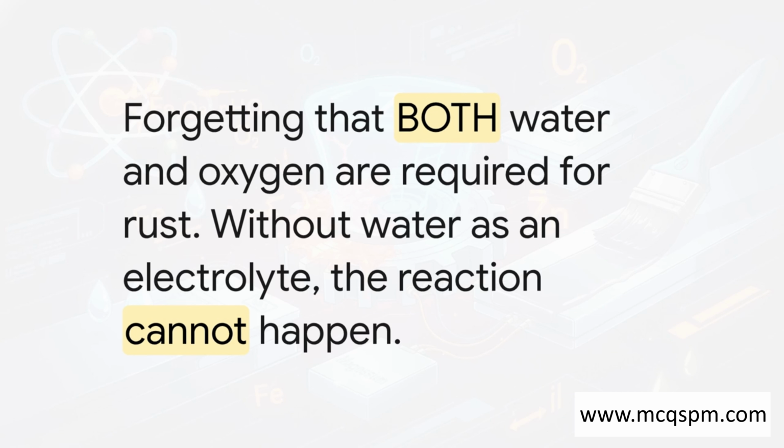And here it is. The classic exam trap. So many students fall for this one. You could have a pure iron piece in a room packed with oxygen and it still won't rust. Why? Because you're missing that third crucial ingredient, water. Without water to act as an electrolyte, those ions can't move around and the whole redox reaction just stops. You must have both oxygen and water.